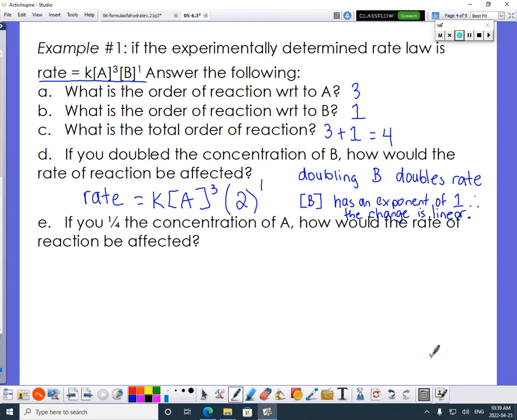Versus the next one, if you quartered the concentration of A, so A is not a linear change, so you actually have to do some math here. So 1/4 cubed, you cube the 1 and cube the 4.